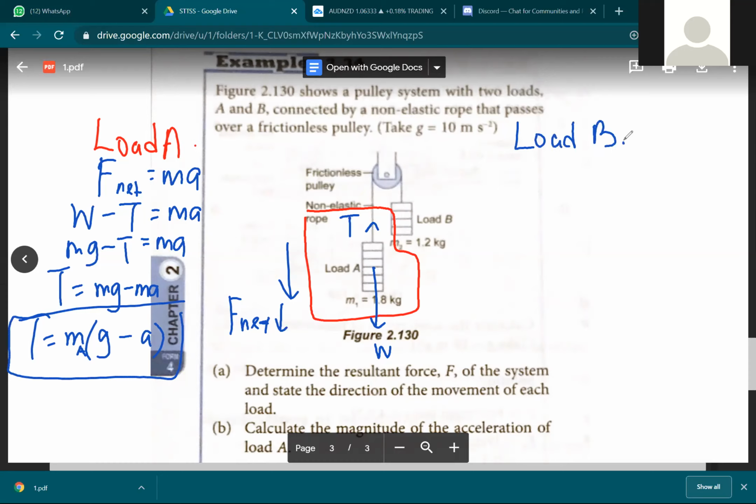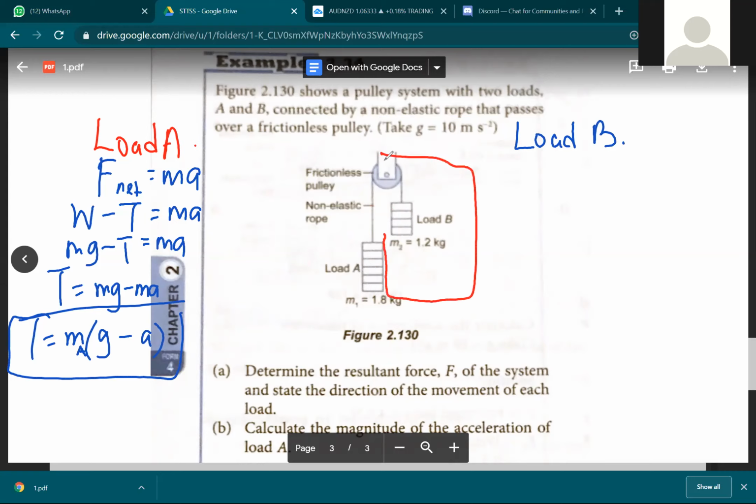Load B, what is the equation of motion for load B? Erase this one. Again, we repeat the process. Look at the box, red box here, we only focus here. Okay, so again, label. So you have mass, W, you have tension, nothing else. But this one, the acceleration is acting up.